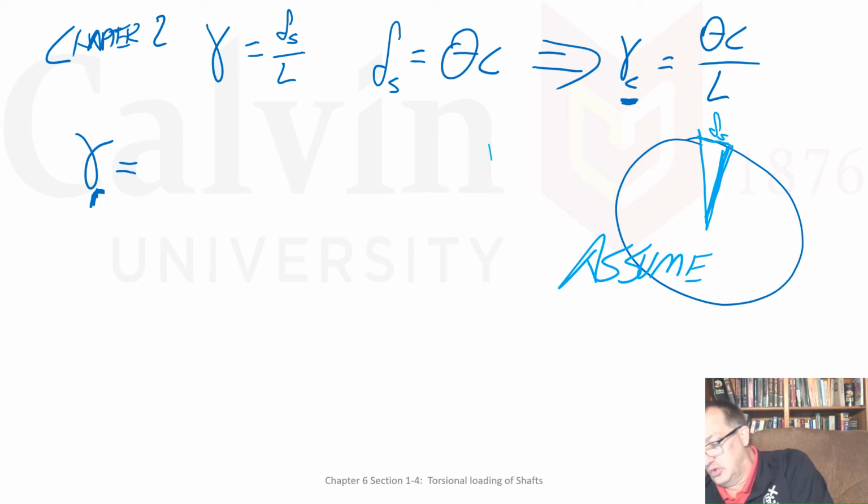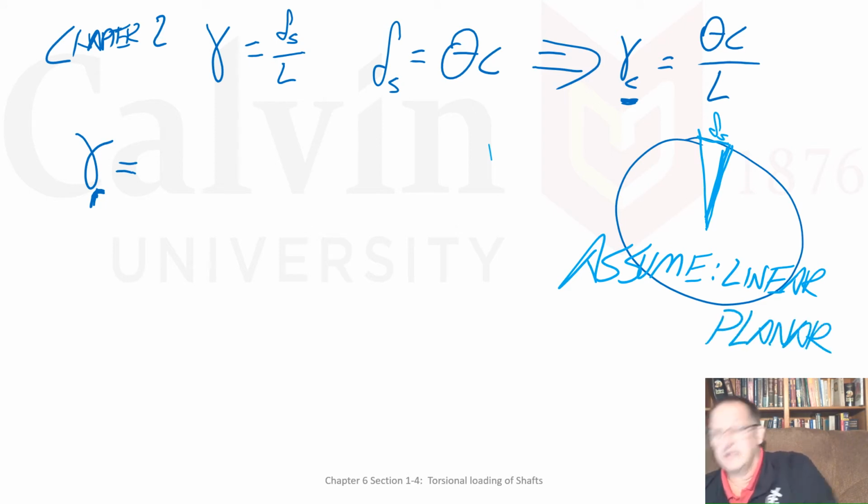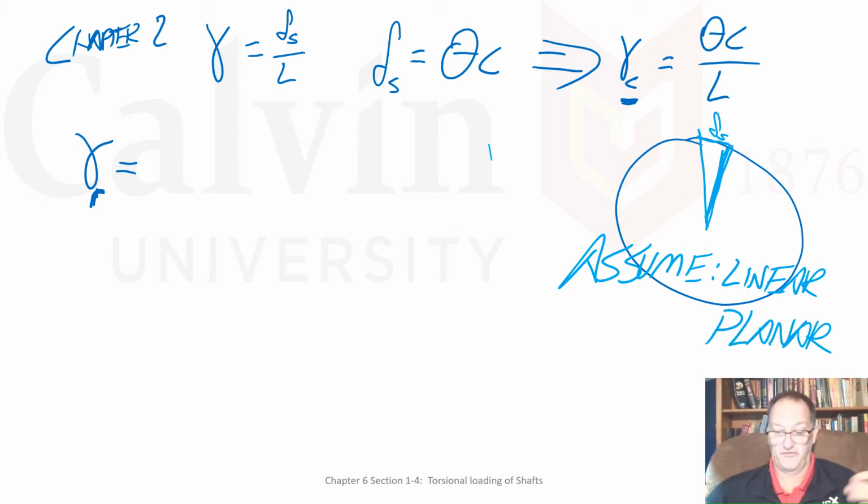We assume that this is linear, and we assume one other thing, and that it's planar. And those are good assumptions for a circular section, but otherwise they're not always good assumptions. But that's the assumption that we're making for this, and it's been shown to be true for a circular section. But now we can look at this.